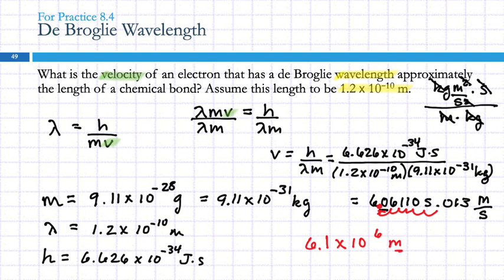Meters per second. Is that a positive 6 or a negative 6? Positive 6. Because how would you feel about that for a paycheck? That'd be great, right? Awesome. I'd feel very positive about it, right? There you go. That's the velocity of the electron. Any questions?